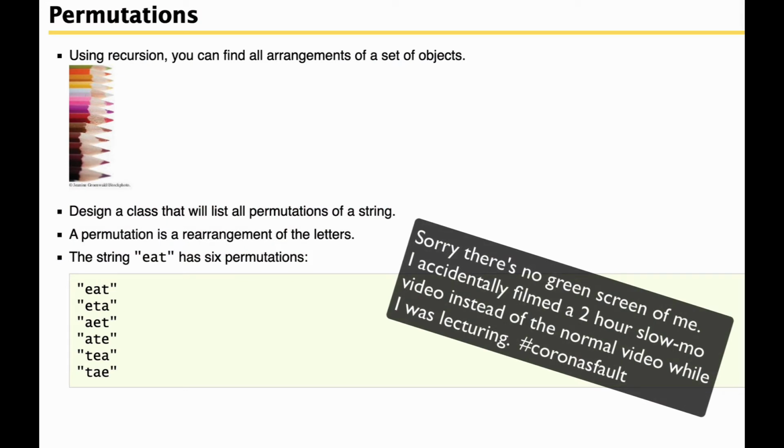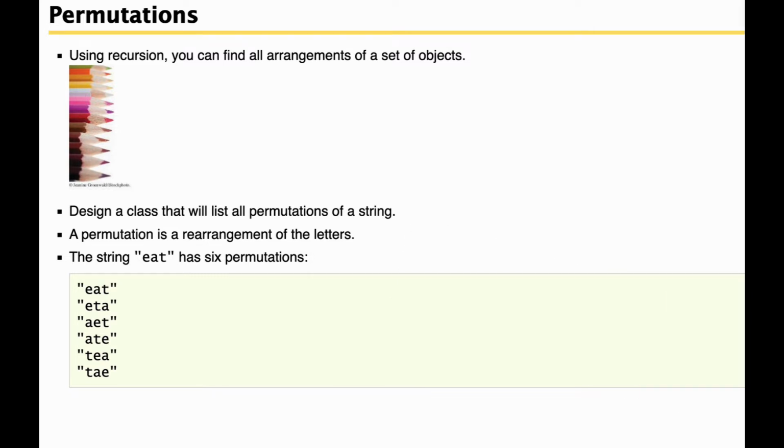Let's look at another problem that we can solve recursively. That's the problem of calculating all of the permutations of a set of letters that you might have. Maybe this is something a little bit like the game Boggle, if you've ever played Boggle. But what we're generally interested in is creating all possible combinations of the letters in a string. So using recursion, we're able to do that. It's a little bit like taking all possible orderings of a set of colored pencils, I guess.